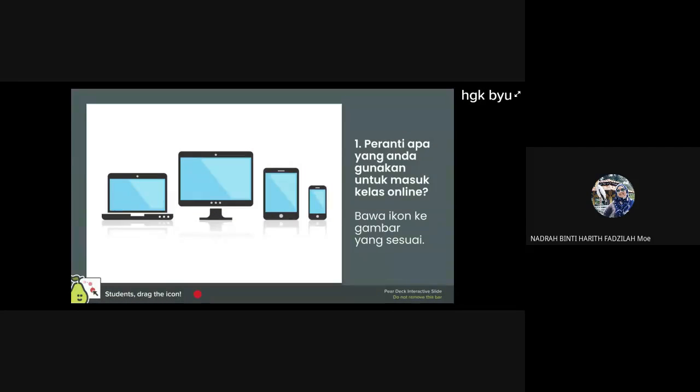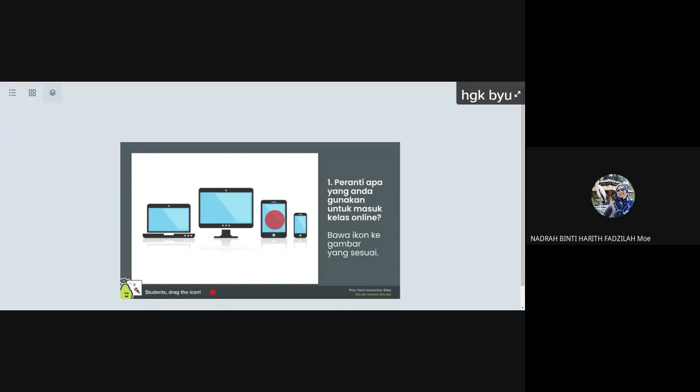So what kind of device, what type of device that you use for this particular class? Saya nak survey dulu sebab saya perlukan data ni untuk tahu what type of device that you are using so that I can adjust my layout for the next class. So you can just click and drag the icons and bring it to your device. Rohaizan pakai apa? Atun pakai apa? Naim, Damia pakai apa?